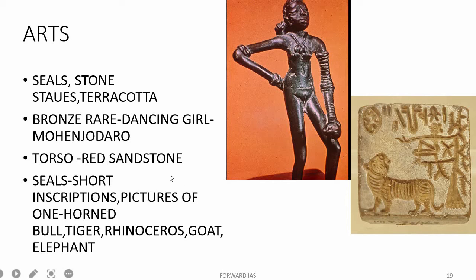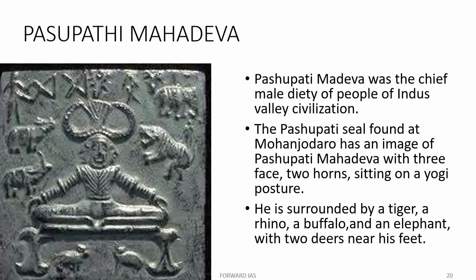Seal making: we have already discussed that seals were mainly made out of a material called steatite, and the seals had only short inscriptions, pictures of animals, trees, semi-human figures, humans, etc. This is one of the important seals of the Indus Valley people. This is the Pashupati Mahadeva, which was the chief male deity of the Indus Valley people. It was discovered from Mohenjo-daro. This Pashupati Mahadeva has 3 faces, 2 horns, and he is sitting in a yogi-like posture. This yogi is surrounded by a tiger, a rhino, a buffalo, and an elephant, and there are 2 deer standing at his feet. This is an important seal of the Indus Valley civilization.